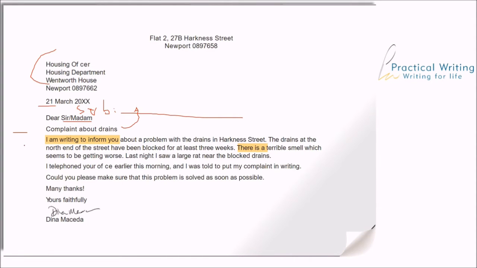Complaint about drains. I'm writing to inform you. This is how you start. I'm writing to inform you about a problem with the drains in Harkness Street. The drains at the north end of the street have been blocked for at least 3 weeks. Now, there is a terrible smell which seems to be getting worse. Last night I saw a large rat near the blocked drains. I telephoned your officer earlier this morning and I was told to put my complaint in writing. Could you please make sure that this problem is solved as soon as possible? So, could you please, this is how you request. Many thanks.